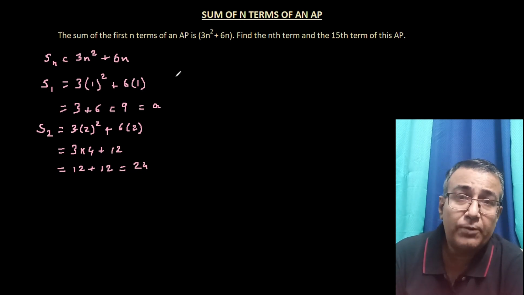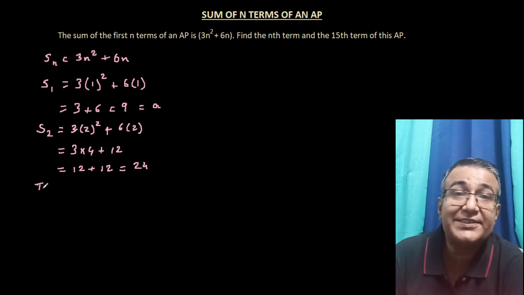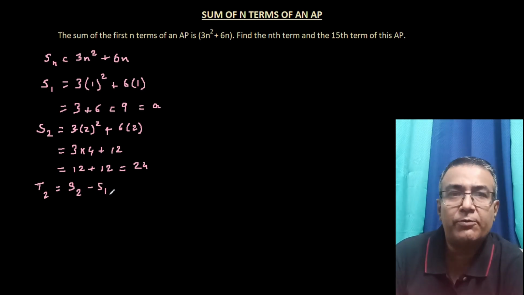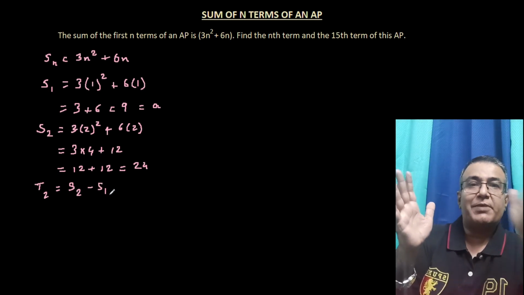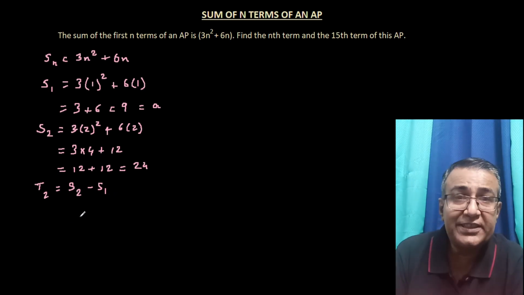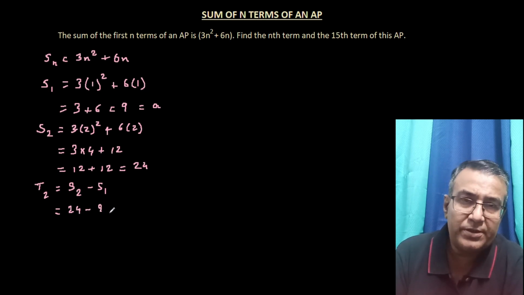Once we have the sum of one term and the sum of two terms, we can subtract these to find the second term. So the second term, T2, is going to be the sum of two terms minus the sum of one term, because if you take away the first term, you are left with only the second term, right? In this case, that happens to be 24 minus 9, which gives us 15.